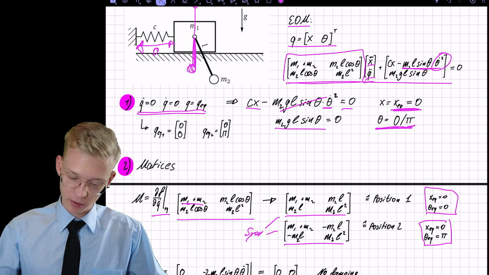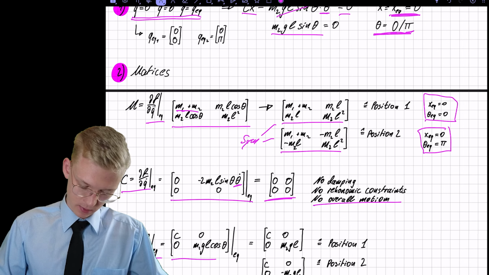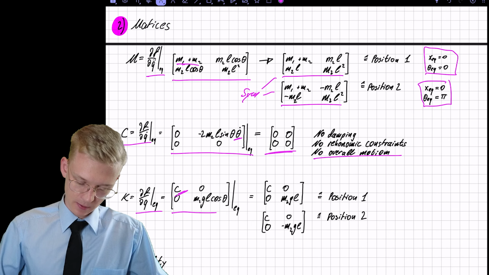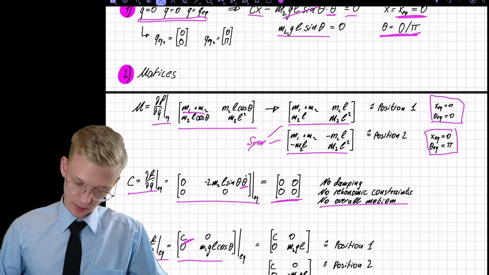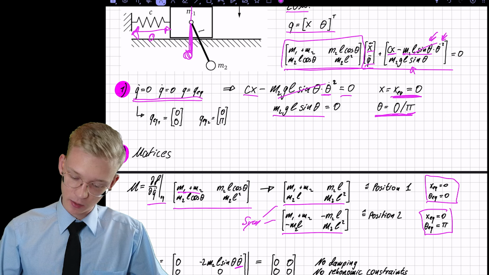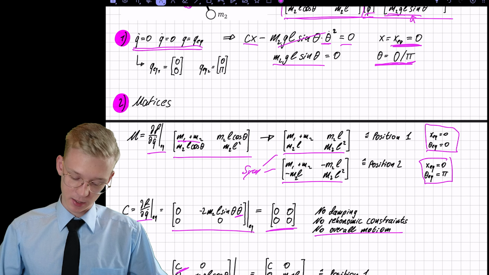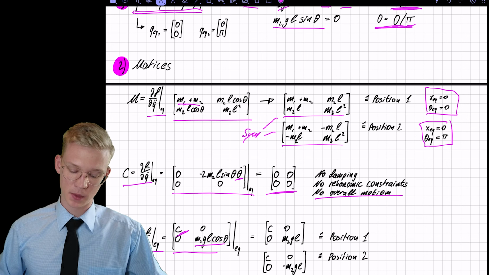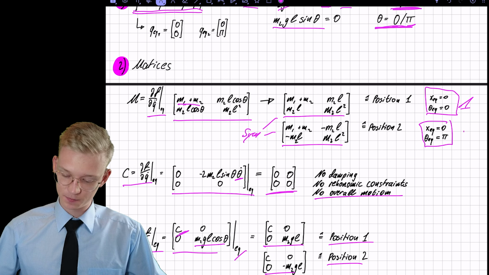To get the K matrix, we do the partial derivative with respect to Q. We have no x in the lower part, and we have a theta here, but because we have a theta dot as well, this will be set to zero, and we only have to look at the theta in the second equation of motion. So we have minus m2 g l cosine theta. At the equilibrium position, we have this matrix for position 1 and this matrix for position 2.